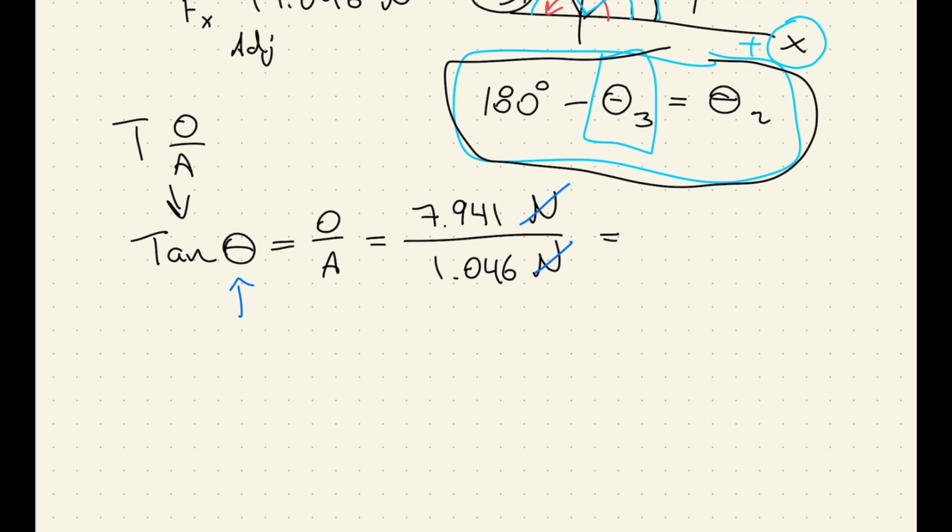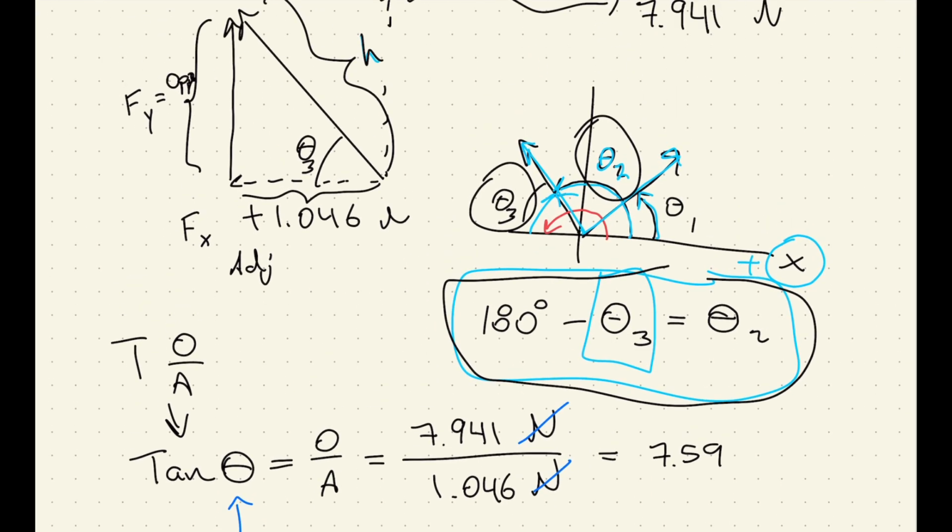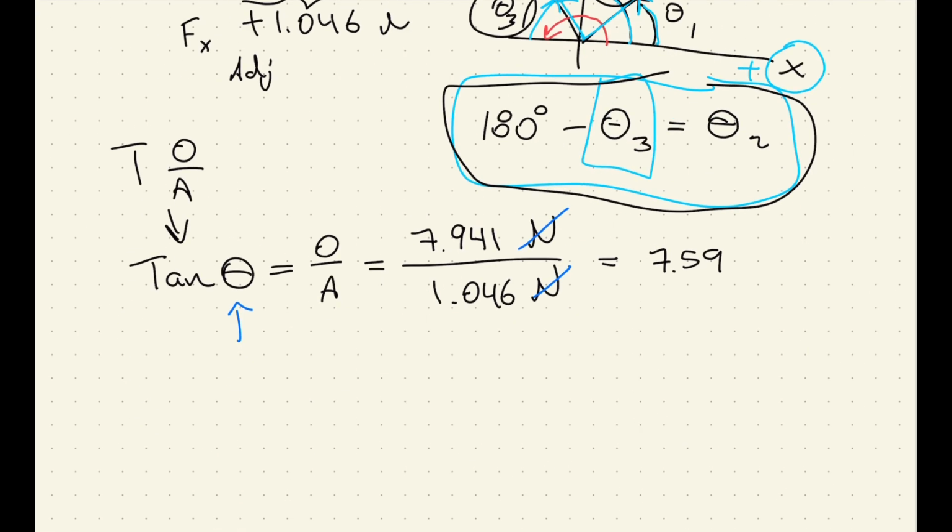Now let's calculate what 7.941 divided by 1.046 is equal to. And it is equal to 7.59. Hold on a second. Opposite over hypotenuse. Opposite. Did I mess something up? It just feels like I messed something up. 7.959, let's do 2. 7.592, this is unitless.